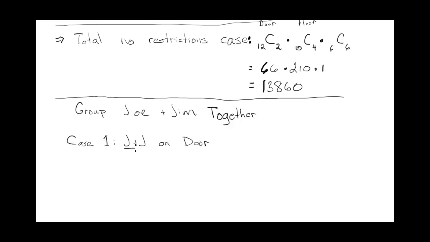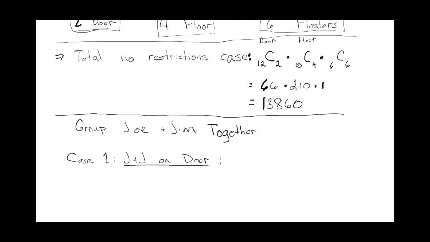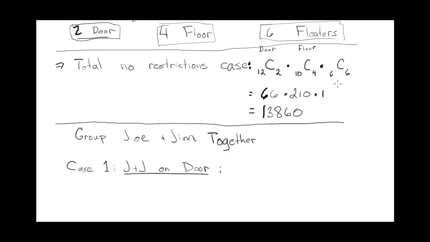Okay, so how many ways could Joe and Jim be on the door? Well, we'll go through a similar argument to what we did here. So now we're first going to assign the people to the door. Well, how many people do you have to choose from if you're putting Joe and Jim on the door? Well, you only have 2, right? It's got to be Joe and Jim, and we're choosing them both.